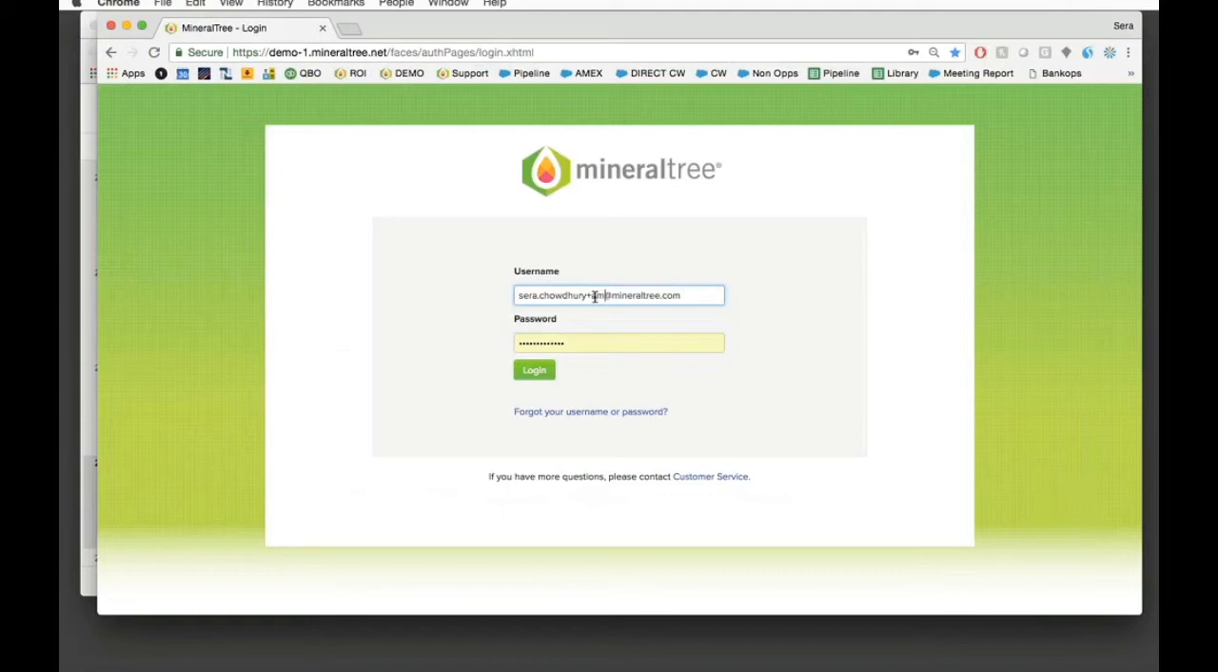So I'm going to go through a light demo here of MineralTree. Keep it short and sweet, but give you exactly what you need to see if this is going to be something that's helpful for you. And we're going to talk about not only how it is going to be more efficient to process AP, but also how much easier it is to get rid of the paper.